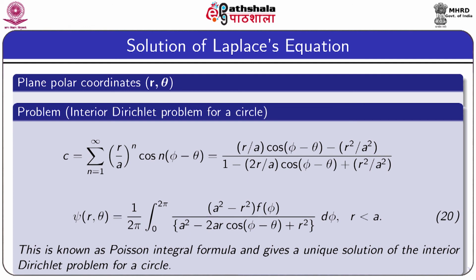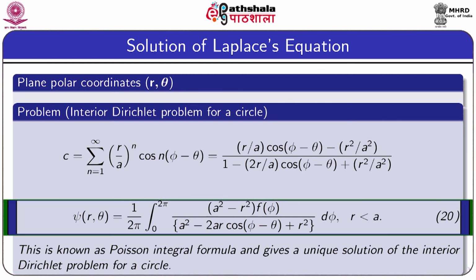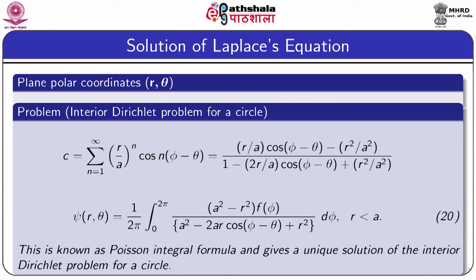Therefore, the solution psi becomes 1 by 2 pi, integration over 0 to 2 pi, (a square minus r square) f(phi) by (a square minus 2 a r cos(phi minus theta) plus r square) d phi, where r is less than a. This integral is known as the Poisson integral formula, and this gives a unique solution of the interior Dirichlet problem for a circle.